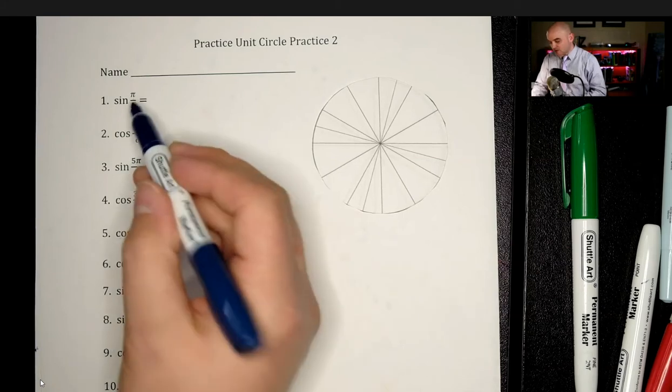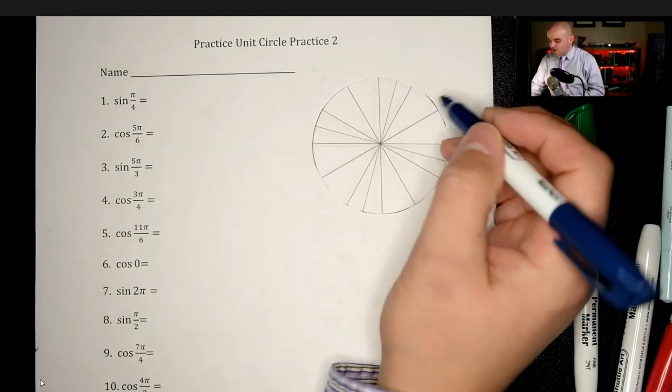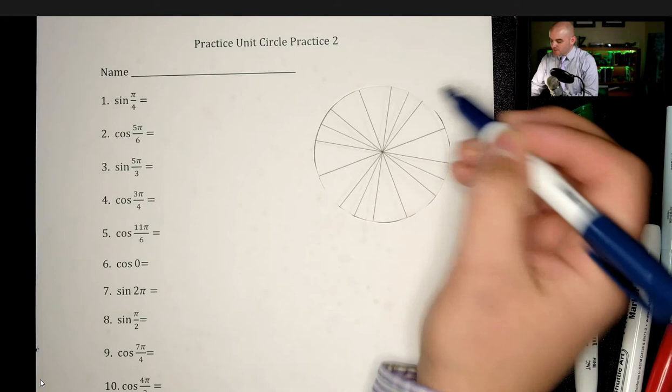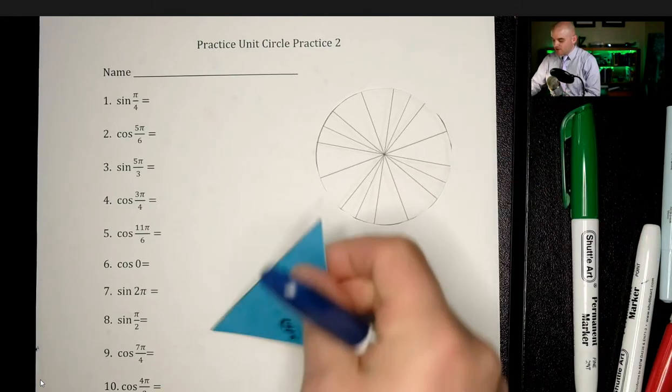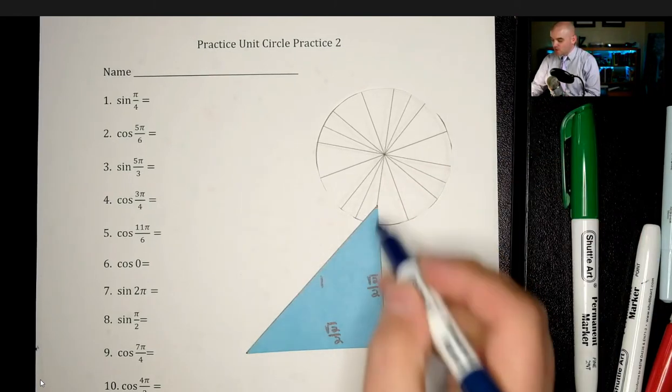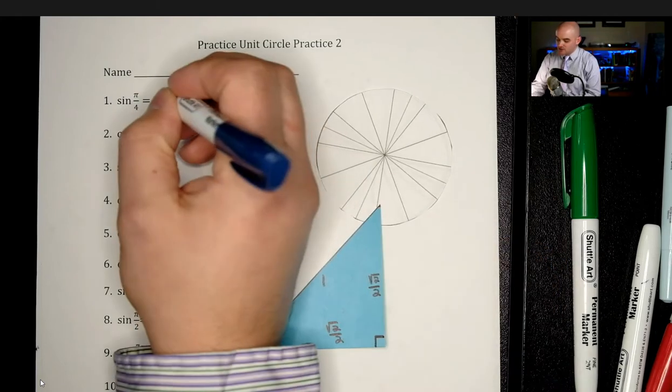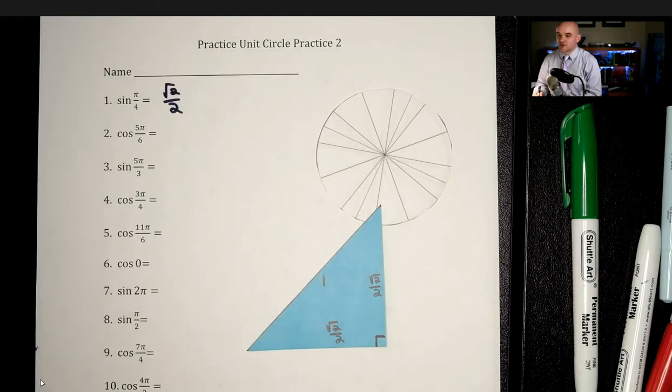So we want the sine of pi over 4. Pi over 4 is right here, and so that's our 45, 45, 90 triangle. That's what it looks like because it's in quadrant 1. The sine value is the y value. That is root 2 over 2.